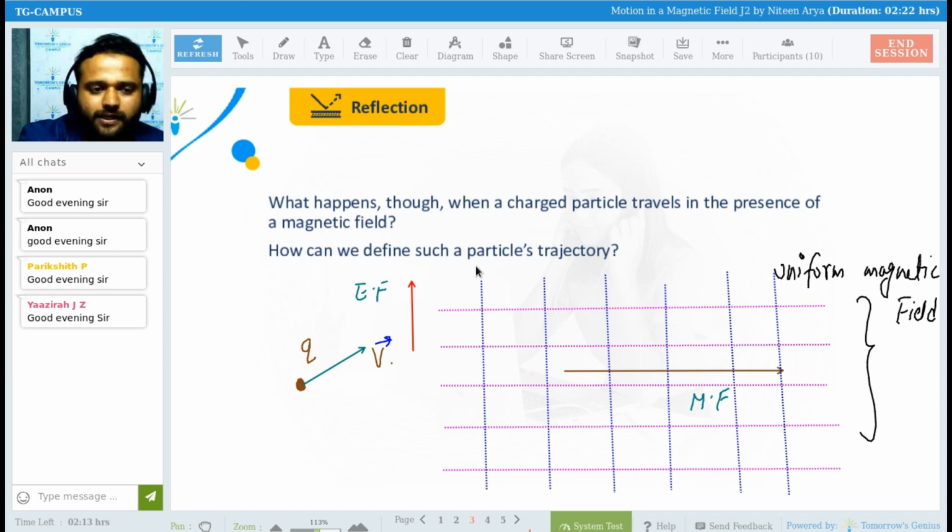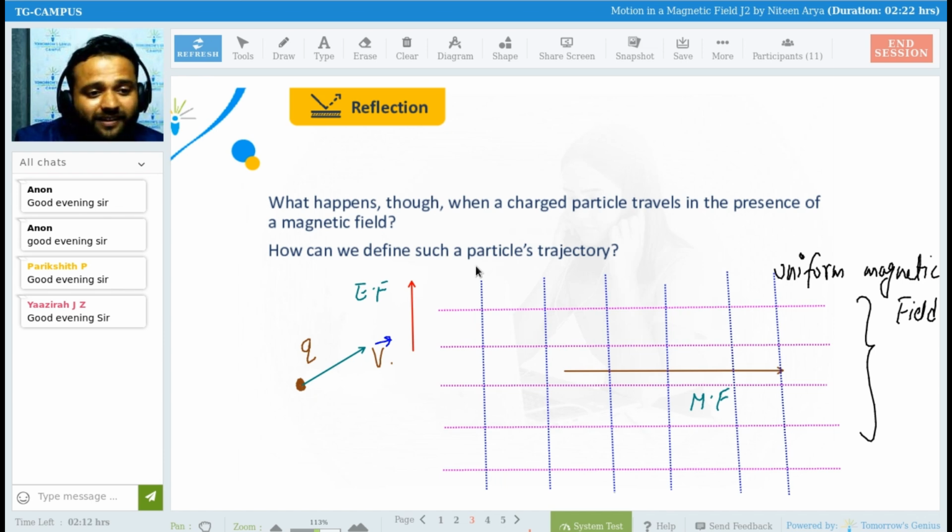I'm asking what happens if this particular charged particle enters like this. The vertical upward is the electric field direction. The horizontal right is the magnetic field direction. That's what I want to hear. Parikshit: the particle goes straight. Why so?